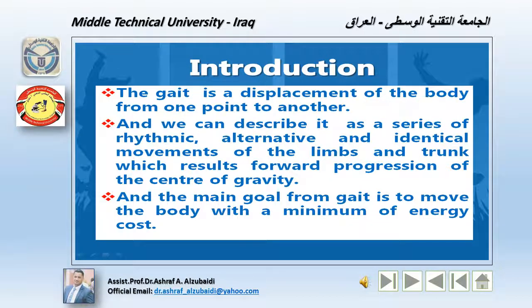Maybe you ask what we mean by gait. Gait is a displacement of the body from one point to another, and we can describe it as a series of rhythmic, alternating, and identical movements of the upper and lower limbs and the trunk, which result in forward progression of the center of gravity of the body. The main goal of all of that is to move the body from one point to another at a minimum level of energy cost.